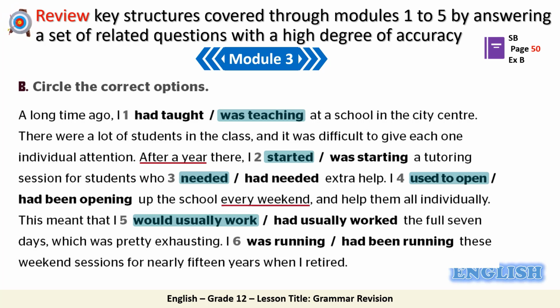Finally, for number 6, we will select the past perfect continuous had been running because there was an emphasis on the duration of an action which took place before another action in the past. The duration is marked by mentioning for nearly 15 years, and the second action in the past is when I retired.